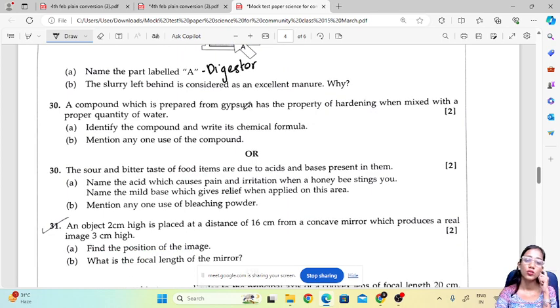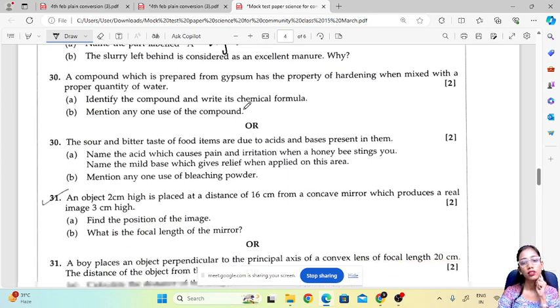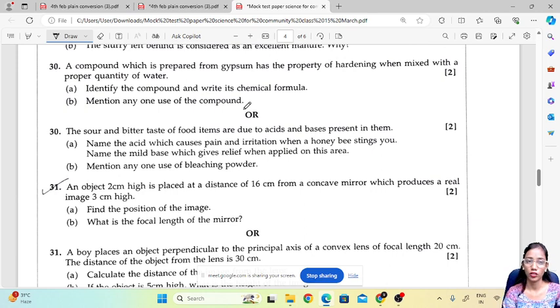Okay, the next question. Now from here there are options for the questions, but I will be solving both. You have to solve any one. You can solve two, but to save time you can solve any one, and if there is time left then we can solve maybe both. But to save time in the paper it is good to solve only one. Okay, the 30th question, first option.